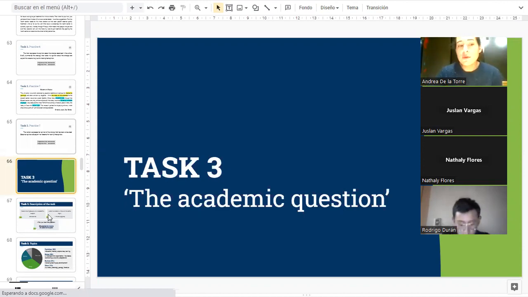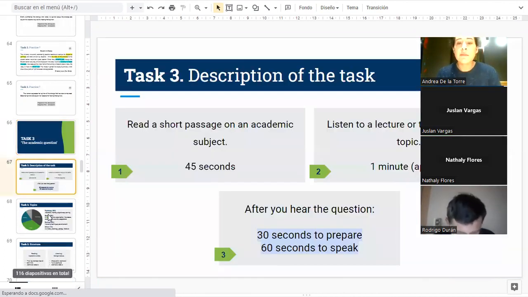Now, the things that you have to do for this task are actually the same that you had to do for the previous one. It's an integrated one, so you're going to have to read something first, then listen to something, and then pretty much summarize everything that you had, okay? So these are the steps. First thing, you will read an article, you'll read a short academic text, you will still have the same time to read it. So it's still gonna be 45 seconds to read the text.